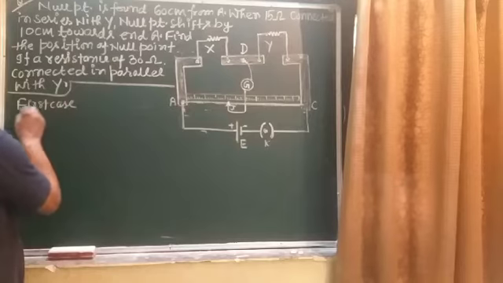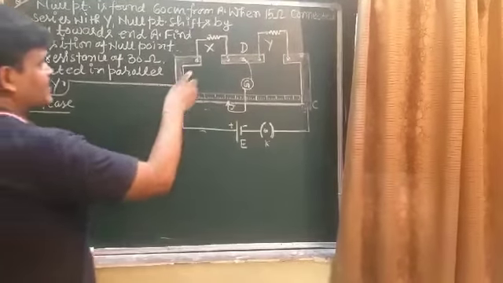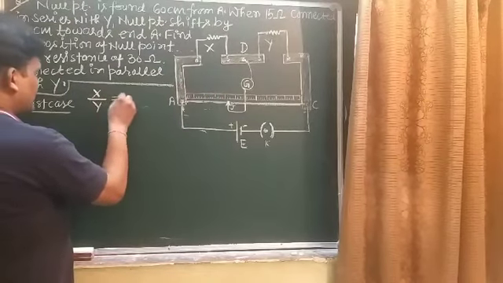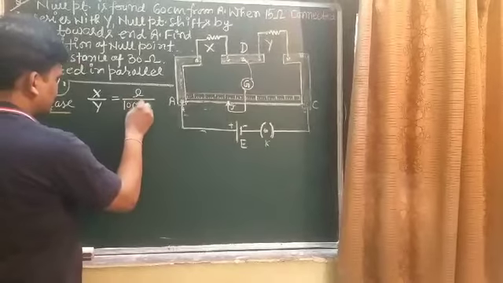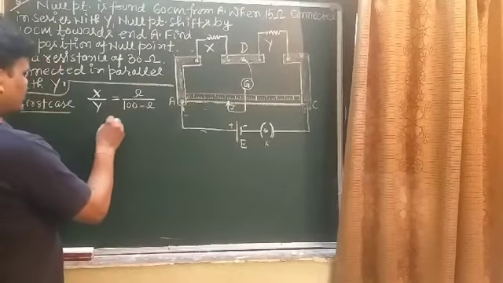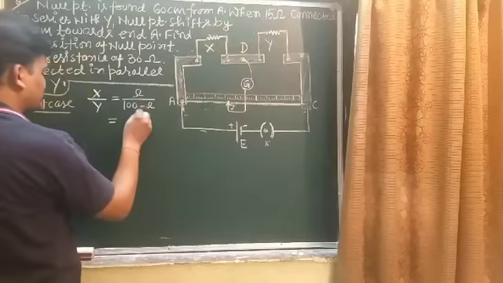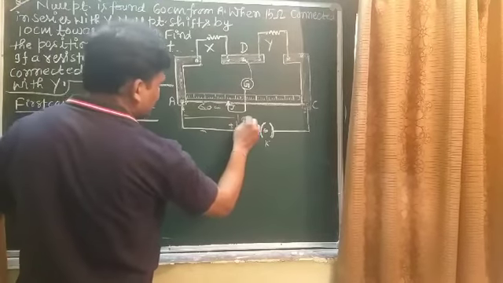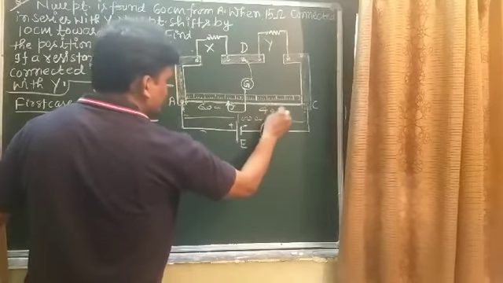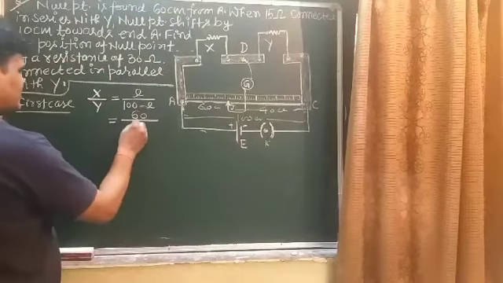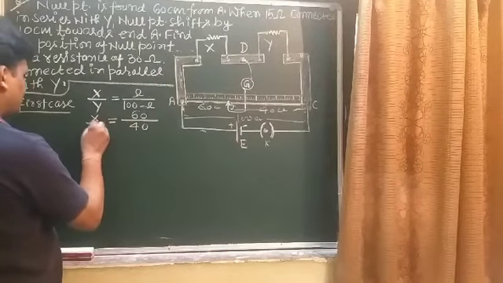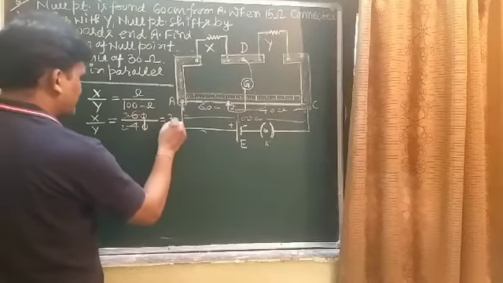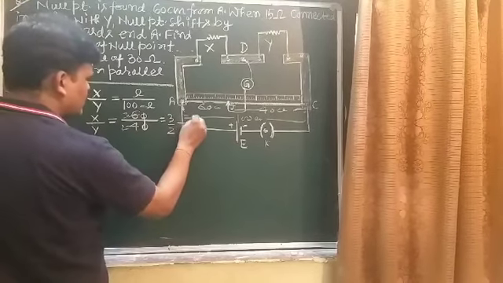using the Wheatstone bridge condition, R by S is X by Y, which equals L by 100 minus L. This is the formula. In the first case the null point is 60 centimeter, and the total is 100 centimeter, so 100 minus L is 40 centimeter. So X by Y comes out to be 3 by 2, and this is equation 1.